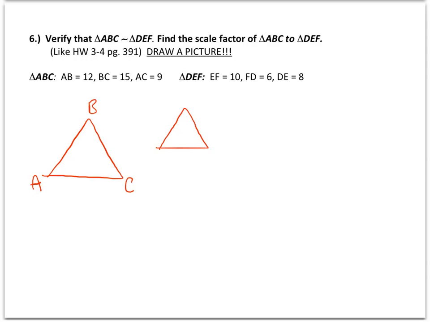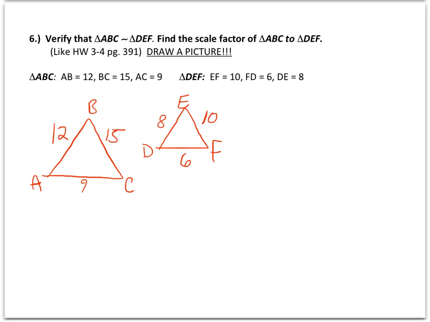So we have triangle ABC and triangle DEF. I've drawn them oriented the same way, so it's easy for me to match things up. We're given AB is 12, the side length, BC 15, and AC is 9. EF is 10, FD is 6, and DE is 8. Now that I have it all drawn out, notice it's not to scale, but that's okay because the numbers are what matter. So what I can do is find the ratio between all of them.